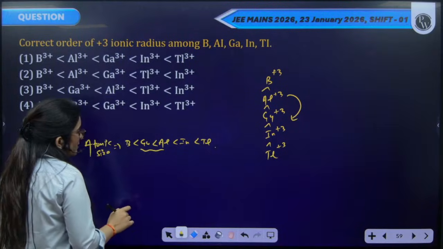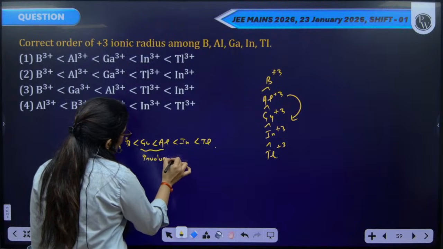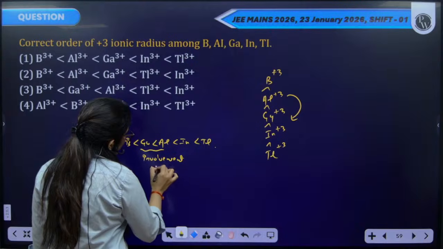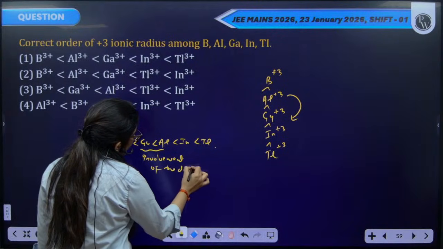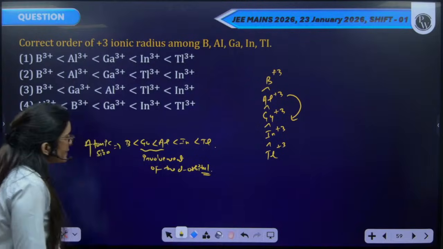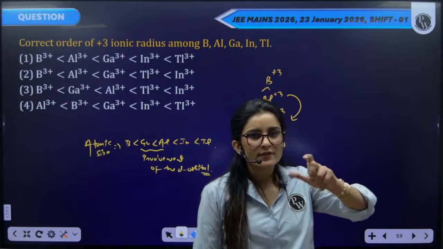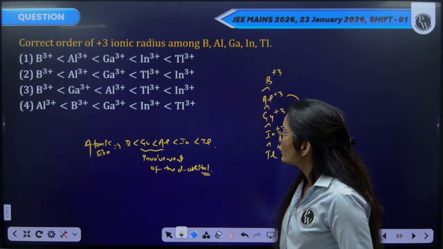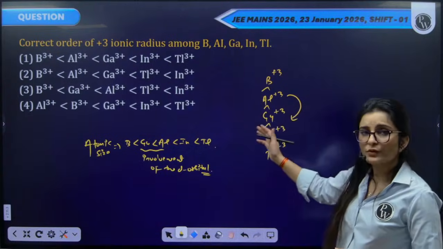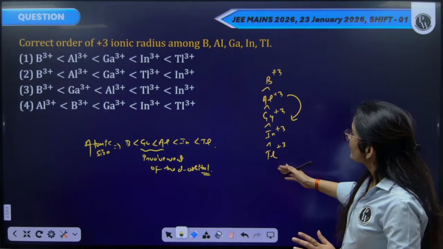This is just because of the involvement of the d orbital. Everybody knows d orbitals have a little less screening as compared to s and p orbitals. So because of that, gallium's size becomes a little lower as compared to aluminium. But when it comes to the +3 oxidation state, there will not be any anomaly. It will move just like that down the group.